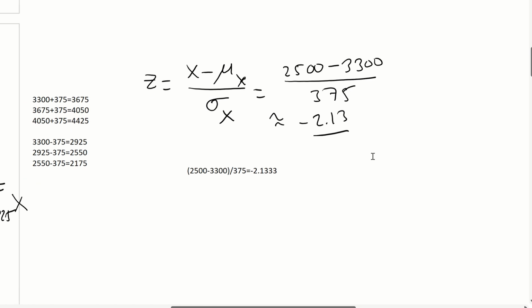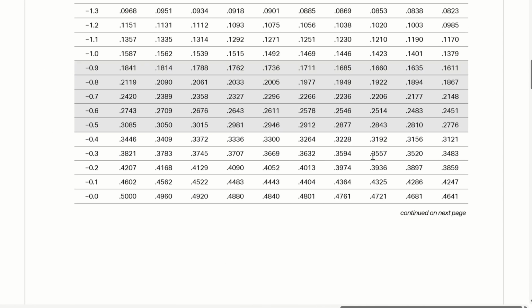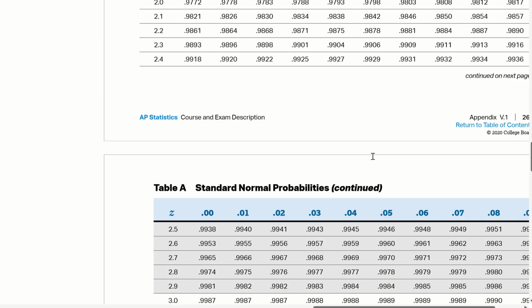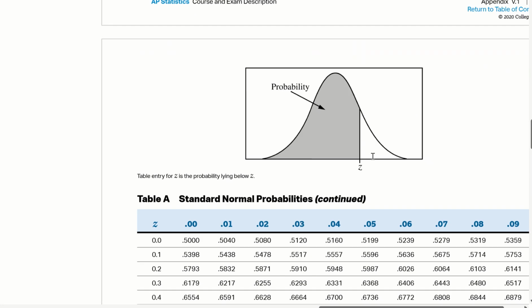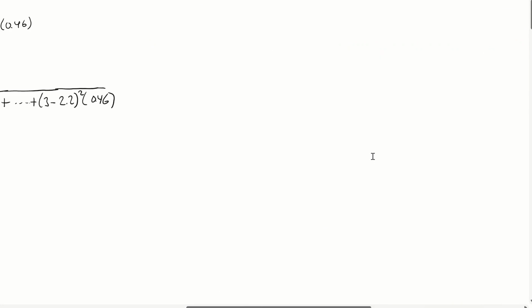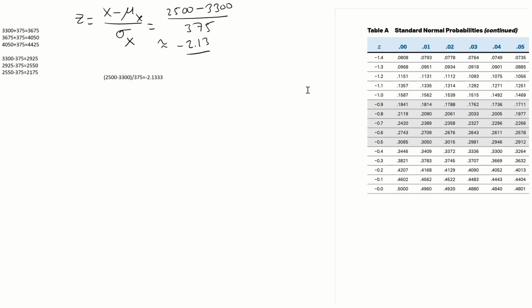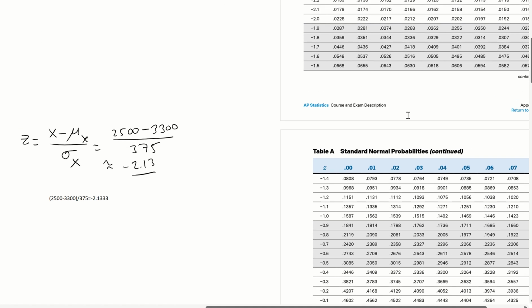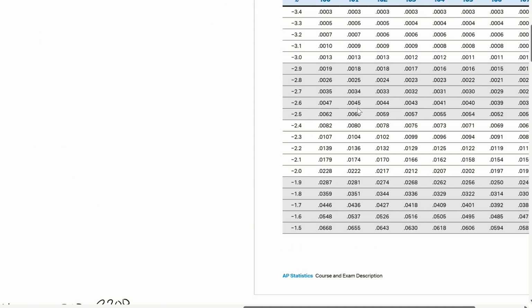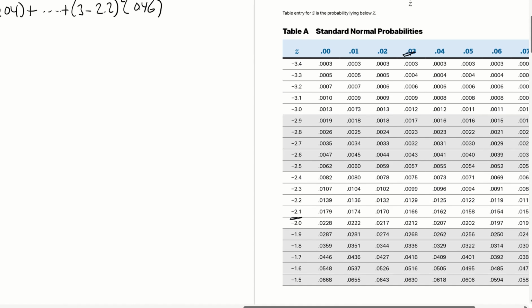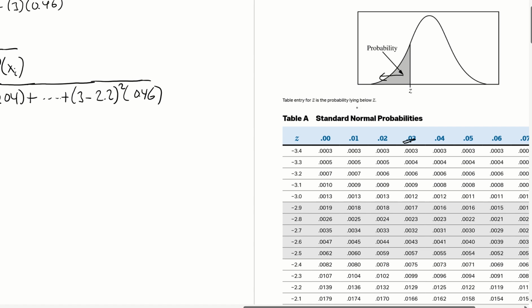All right, so now we're going to look up this value, negative 2.13. So we're going to go in our table of values, negative 2.13, and see if we can find it. Okay, so we got negative 2.13. Okay, so this is negative 2.1, and then 3. So then that looks like this value right here. So 0.0166. Remember, this is the area to the left, right?